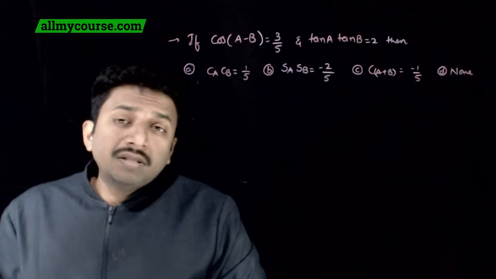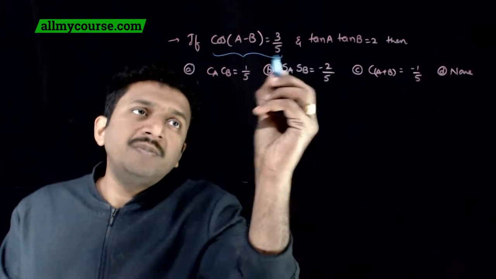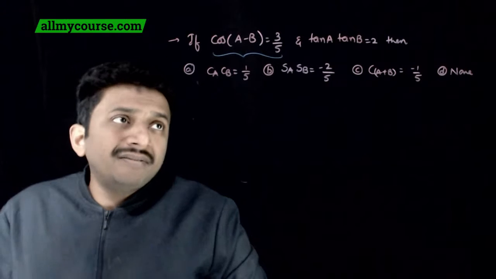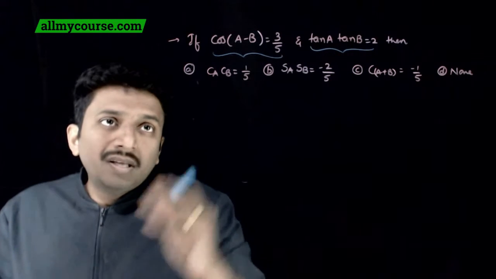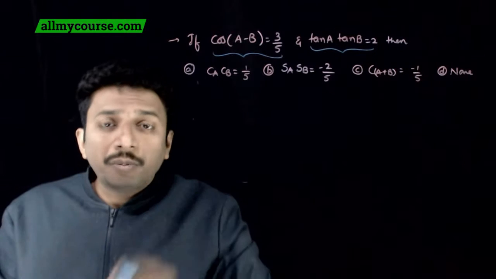So welcome students. In this question you're given that cos(A − B) is equal to −3/5 and tan A tan B is equal to 2. Then which of the following options are right?